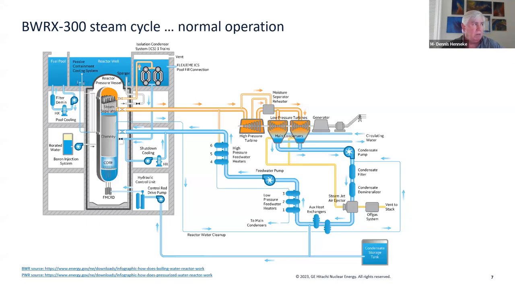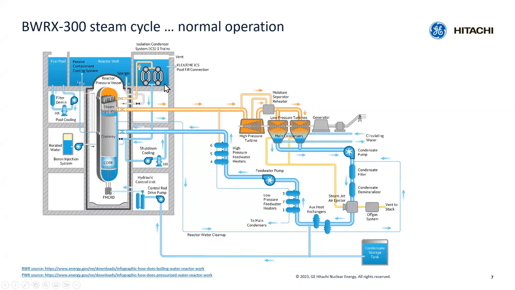This is a layout of the BWRX-300 with most of the major components shown. The reactor here is large in order to support natural circulation as well as reduce moisture carryover into the turbine generator, to help minimize the amount of radioactive steam that might go into the turbine. Everything else here with regard to the control rod drive system, boron injection, is similar to previous plants. One key item is the isolation condensers, and we'll get into that here.